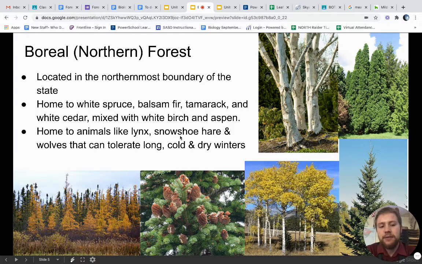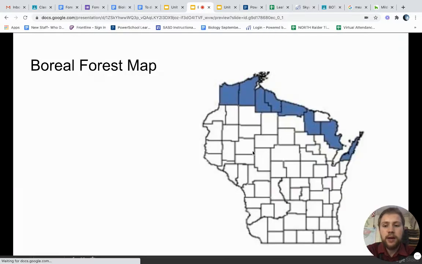I saw like 15 of them on Isle Royale. The lynx is larger than a bobcat. Its feet are the main distinguishing characteristic, a lot bigger than the bobcat's. And then wolves can also live in the boreal forest, any animal that can tolerate long, cold, and dry winters. This would be the harshest of our 5 forest types.